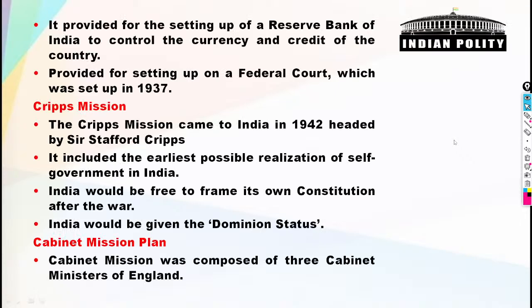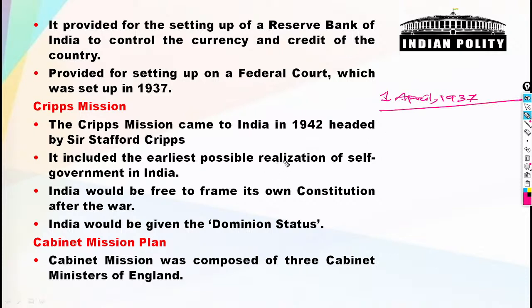Another feature is that the Reserve Bank of India was also provided under this act, which was set up in 1935 under the RBI Act 1934. It also provided for the setting up of a federal court that was set up in 1937. In fact, the act came into existence on 1st April 1937, the year of coming into effect.